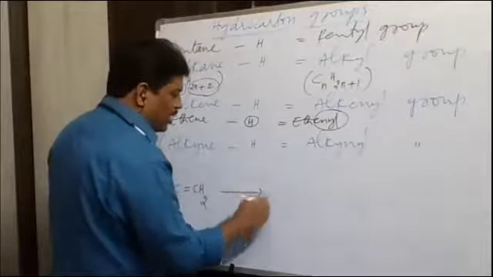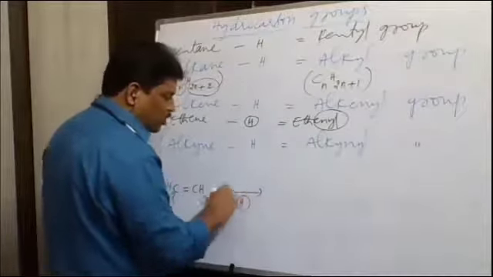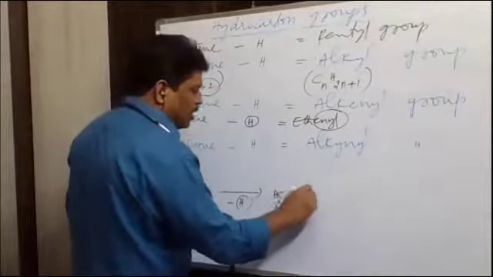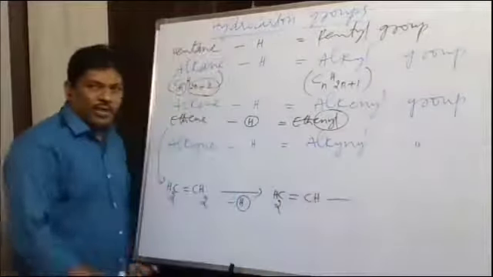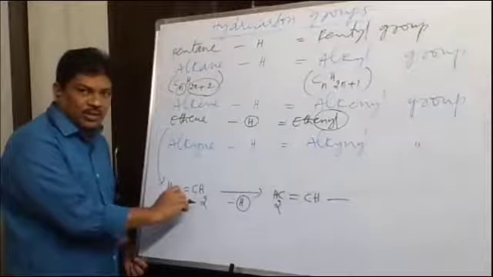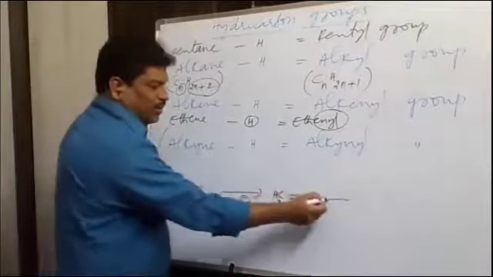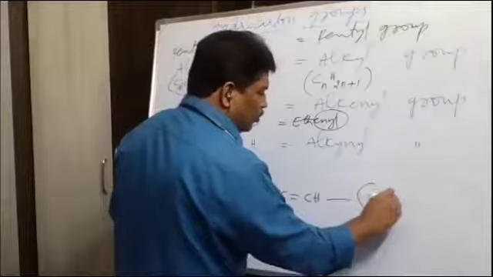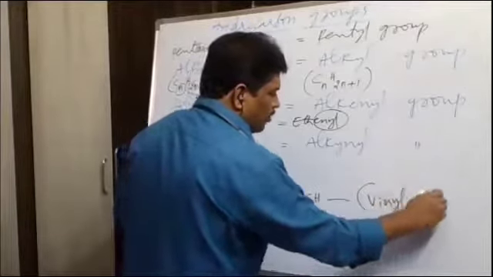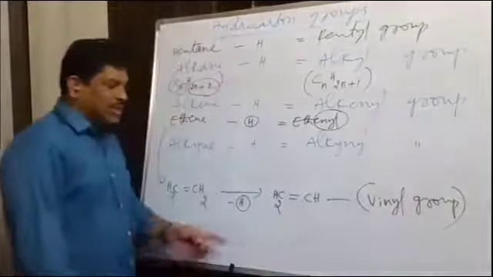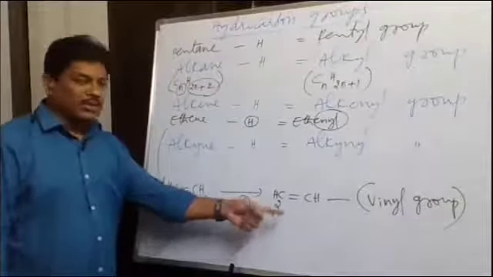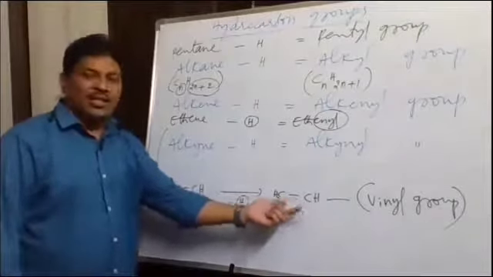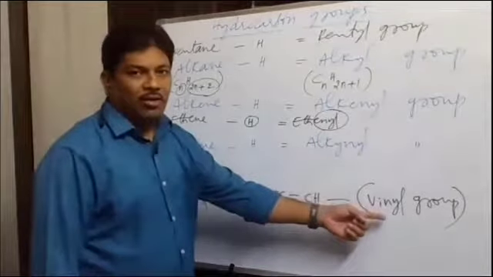From this, if you remove one hydrogen atom, we get CH2=CH with a free bond. Suppose one hydrogen is removed from this carbon, then the free bond is left over. This group is commonly called the vinyl group. So this ethenyl group is called the vinyl group here. Ethene minus one hydrogen gives ethenyl. This ethenyl group is also called the vinyl group.